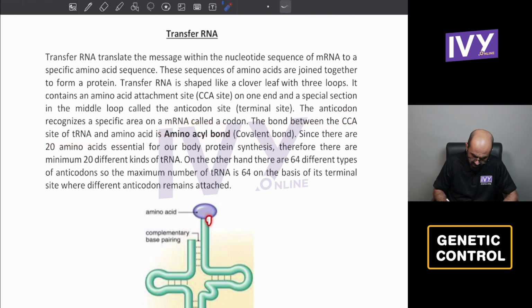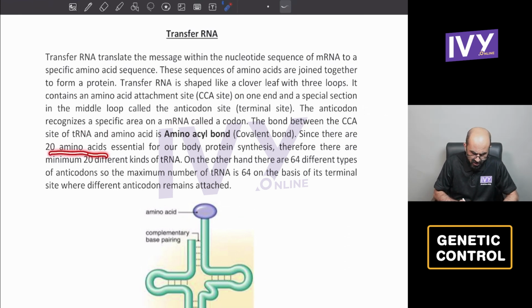Here we have a bond. This is the part of the RNA, and this is the part of the amino acid. This is amino acid. So the bond between the amino acid, this purple area, and this green area, the bond between these two is called aminoacyl bond. It means that the amino acid molecule is attached to the tRNA, which is activated by aminoacyl bond.